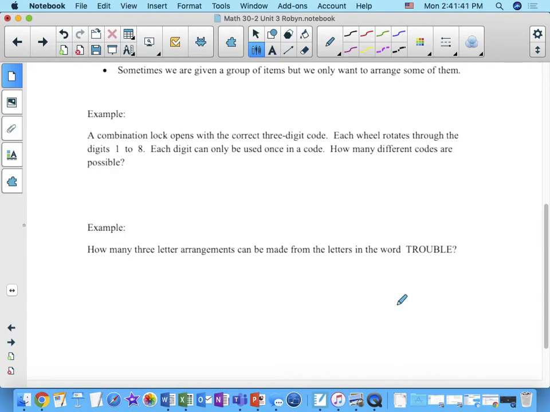So for example, a combination lock opens with the correct 3-digit code. Each wheel rotates through the digits 1 to 8. Each digit can only be used in a code once. How many different codes are possible? Well, how many spaces do we need? 3 for the 3 different numbers in the code. How many options do we have for the first number in the code? 8. And then for the second, 7, and then 6. So this is an example where, yes, we have 8 objects, but some of them are going to be left behind at the end of the day.